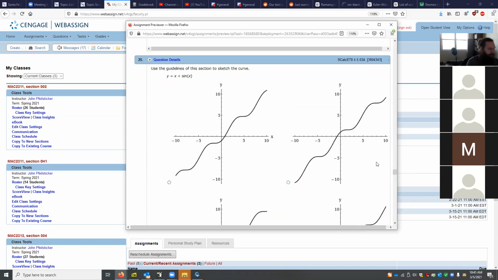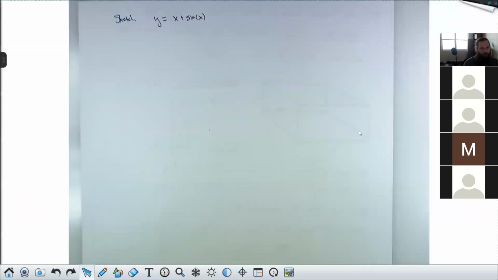Yeah, okay. We want to sketch the graph of x plus sine x. This is quite a bit of work, so I don't want to run all the way through the whole procedure, but we're going to sketch y equals x plus sine x. I'm going to do this quick, all right?